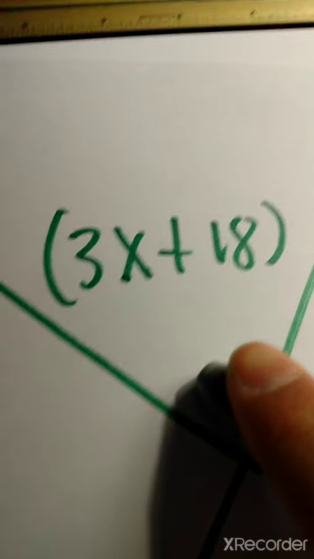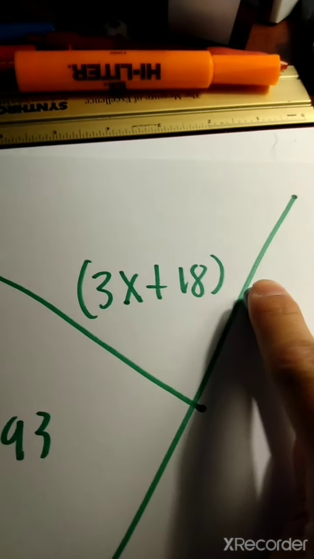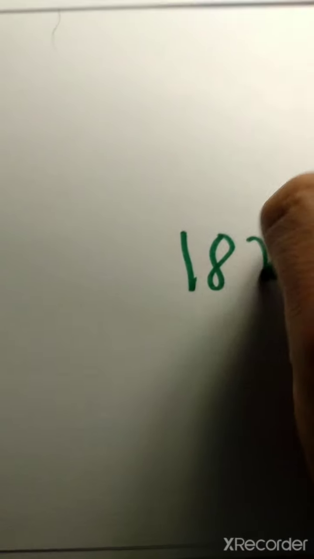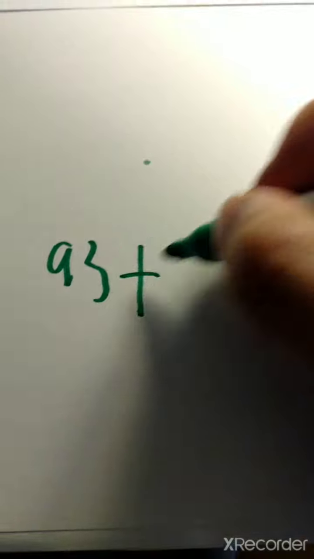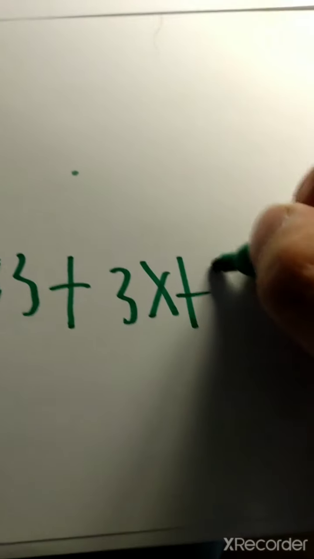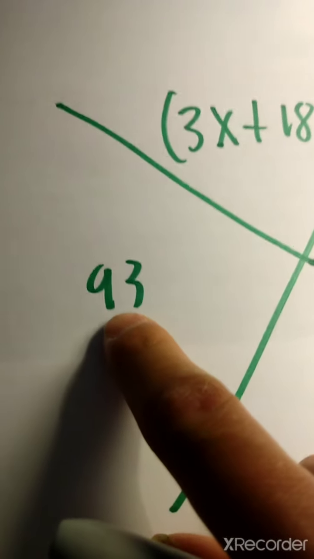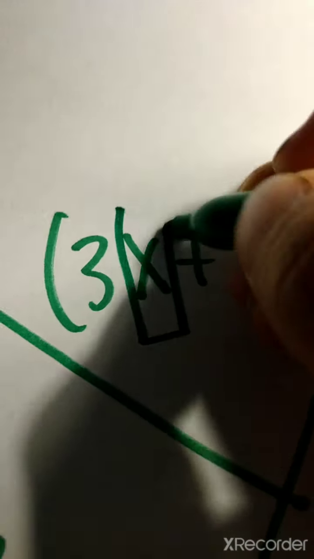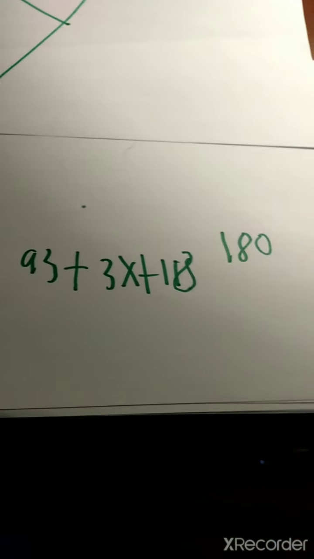But the other angle doesn't seem like a number. It has a variable and it's an equation. So here's what we're going to have to do. Since here's 180 degrees and here is 93 plus 3x plus 18. That is because we know that there's 93 on one angle, but what's the other angle? We're trying to solve what x represents. So pretty much, we're going to have to simplify this to get x alone.